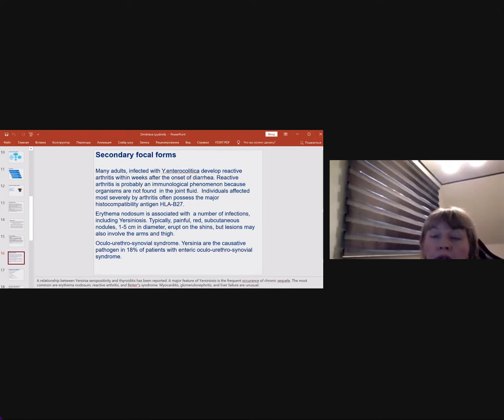Doctors, don't think that each patient with Crohn's disease or ulcerative colitis has Yersiniosis. No, don't think about it. But if you examine a patient with this diagnosis, don't forget about Yersiniosis. Because if the patient has Crohn-like disease, it may be the secondary focal form, and you can help this patient using antibiotics, using anti-allergic drugs. Don't forget about it. Okay.